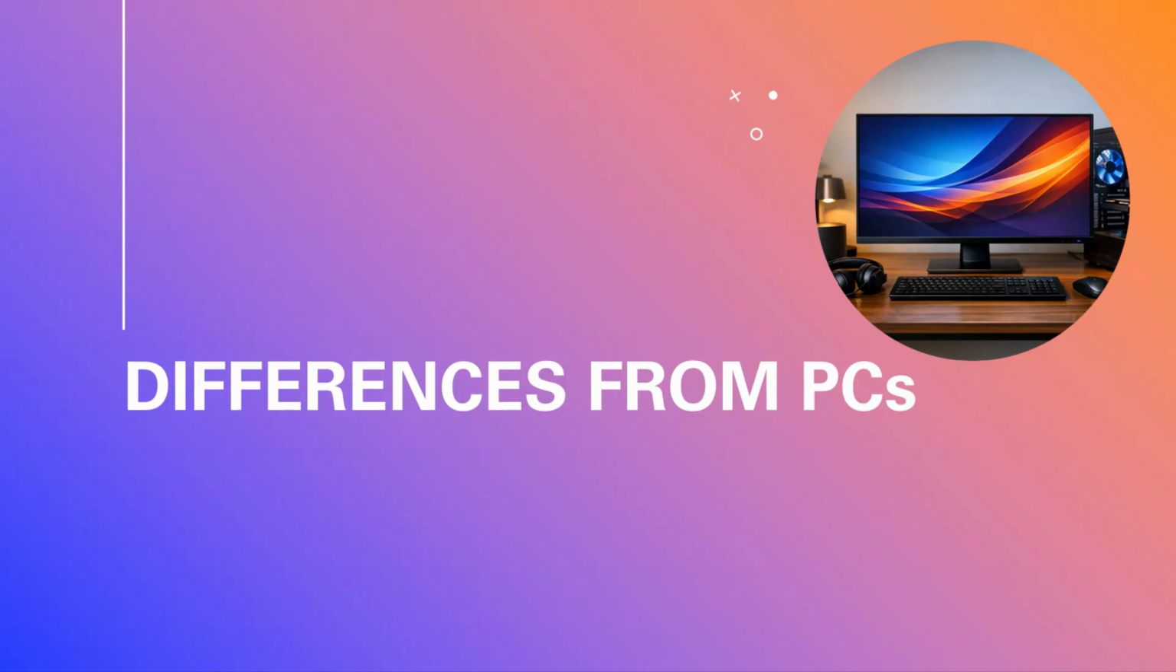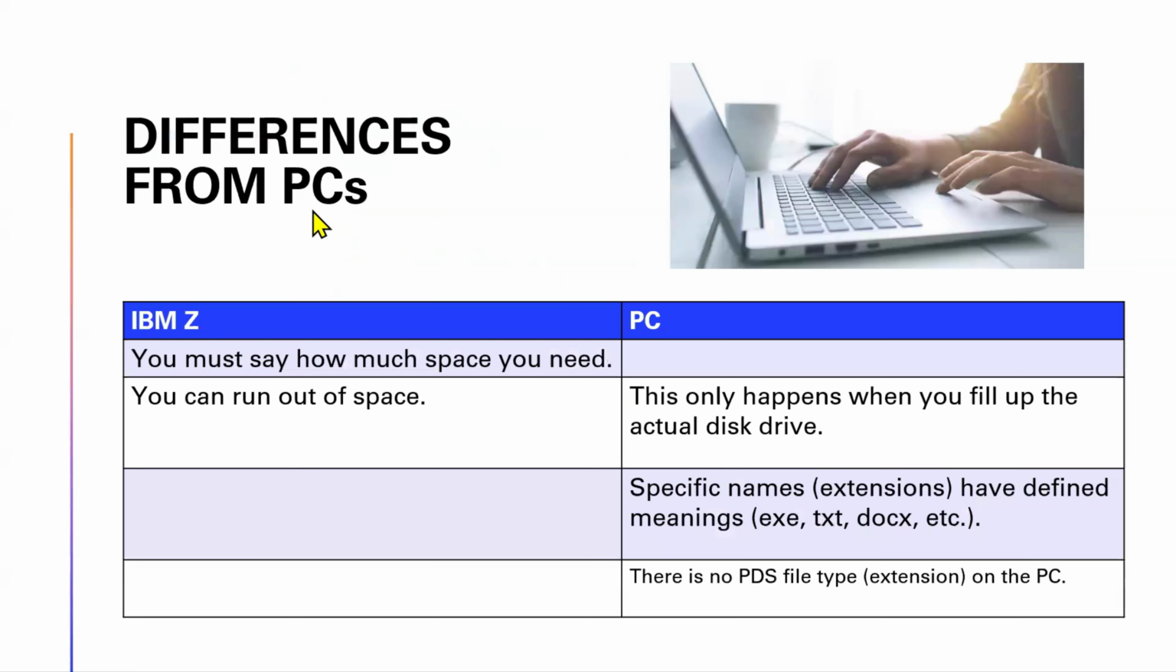So we're going to look at some of the differences between the PC file and data sets on the mainframe. In IBM Z, you have to tell it how much space you need. With a PC, you just say, I want a data set, and it says okay. And that data set can get as big as the actual disk drive. There are probably some limitations, but it's not just because it said, okay, you've got 16 extents and you're done.